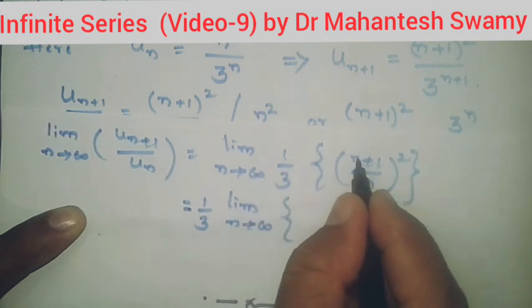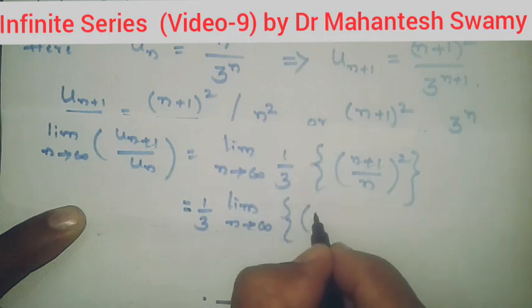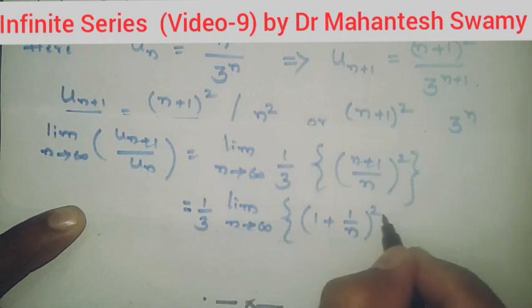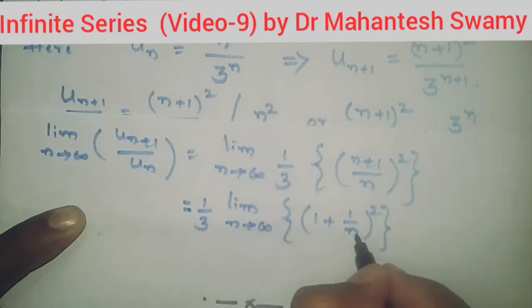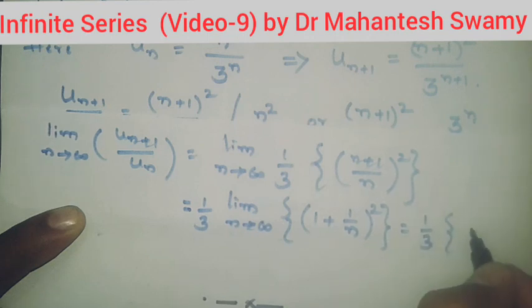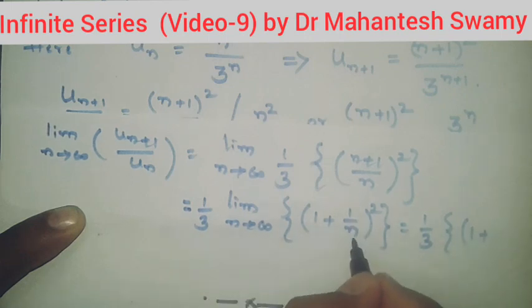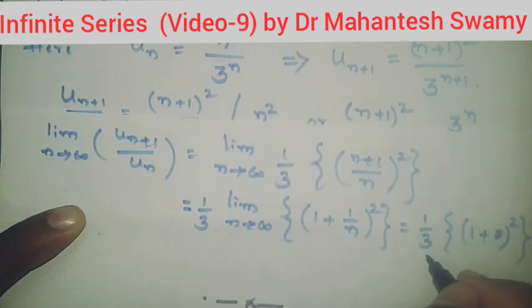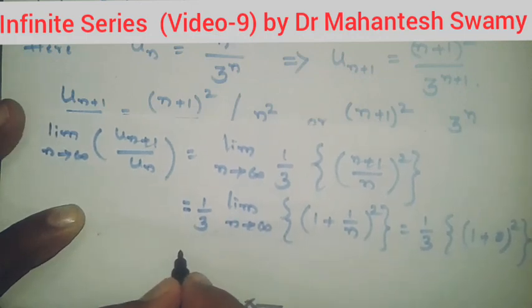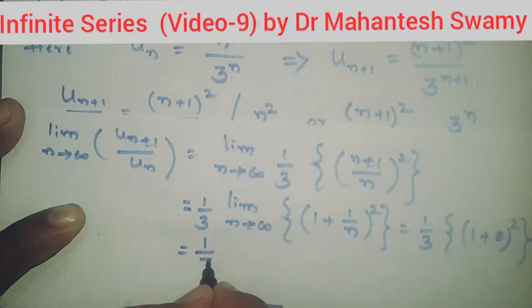Now u_{n+1} by u_n is (1 plus 1 by n) whole square. Now when we apply infinity here, what will we get? 1 by 3 as it is into the bracket. Here it is 1 as it is, plus 1 by infinity is 0, and it's a square. So 1 plus 0 is 1. 1 square is 1. 1 into 1 by 3 is 1 by 3. So we are having the limit as 1 by 3.